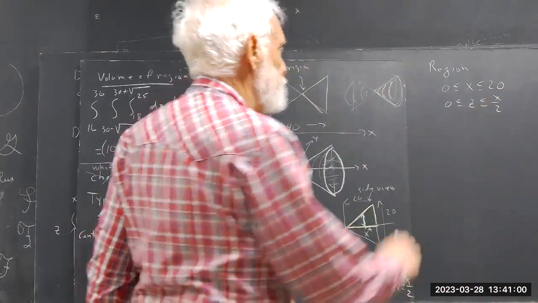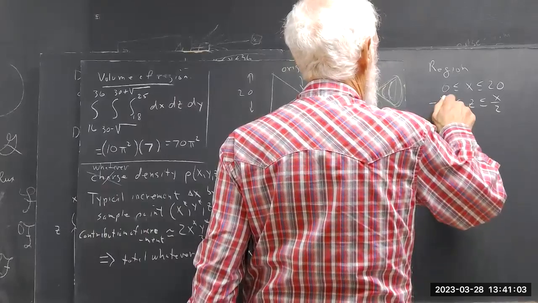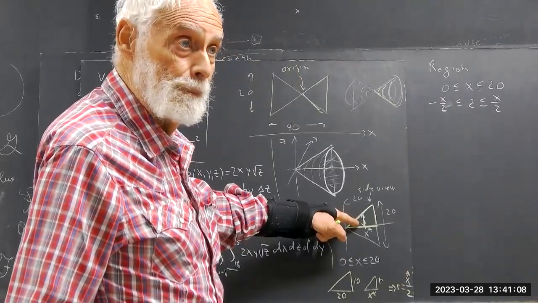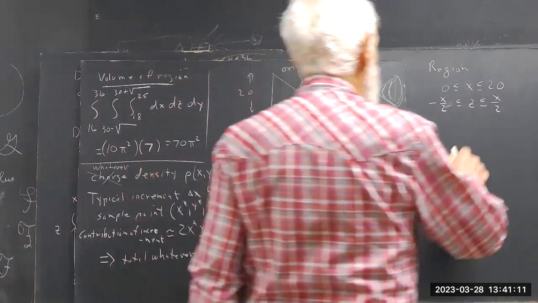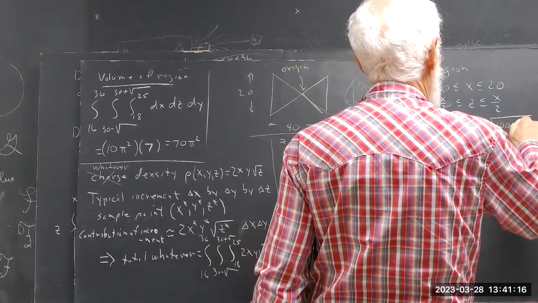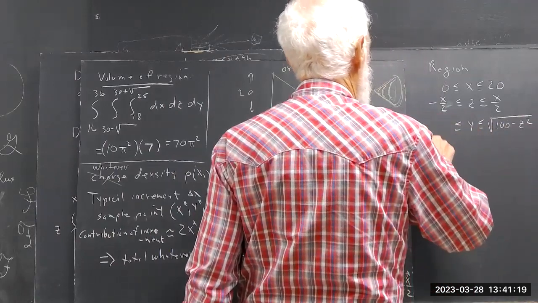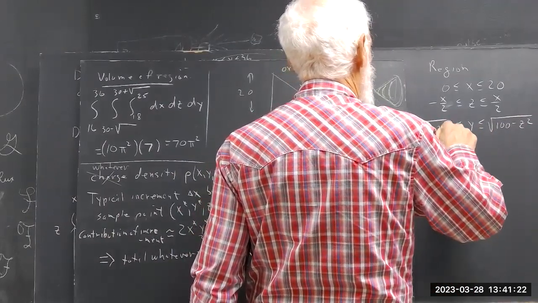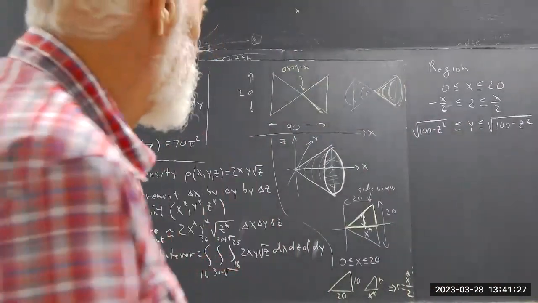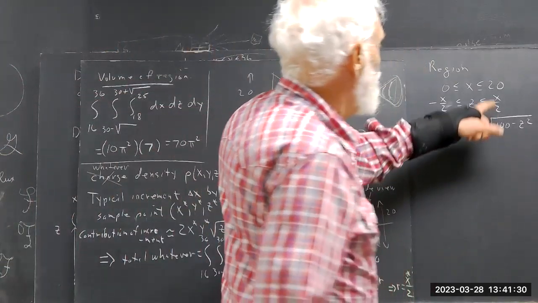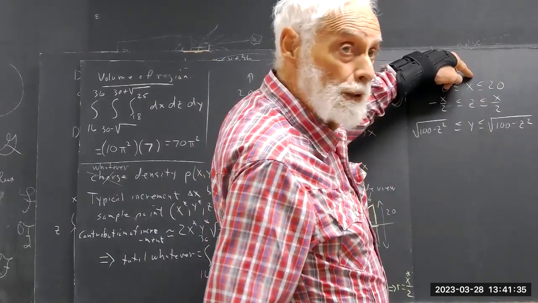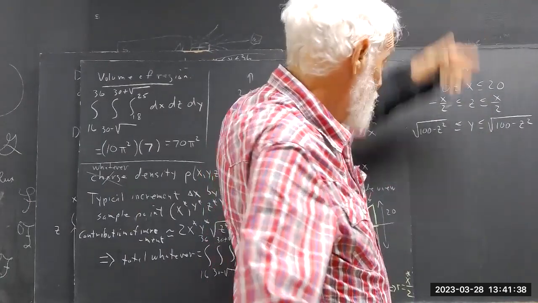We could go from negative x over 2 to x over 2, right? And then what's y do? So now I've described the circle of radius x over 2 for every value of x. That leads me to my area.